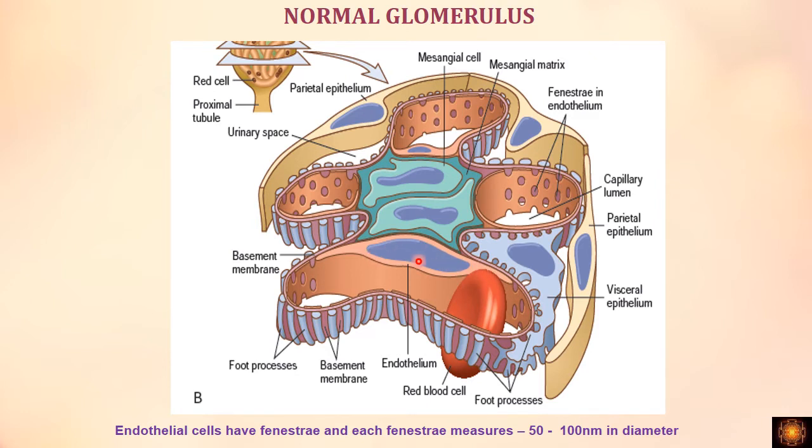Now these endothelial cells which are present here have holes in them, which we call fenestrae, and each fenestra measures about 50 to 100 nm in diameter. They are useful for the filtration purpose. So these endothelial cells are present on the basement membrane, and all these capillary tufts are supported by the mesangium, which consists of mesangial cells and the mesangial matrix.